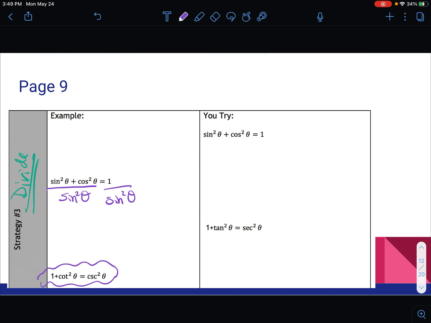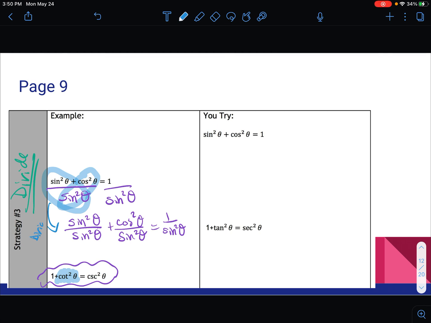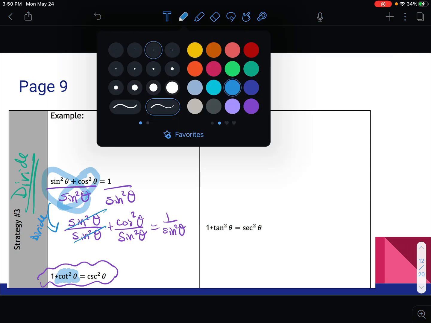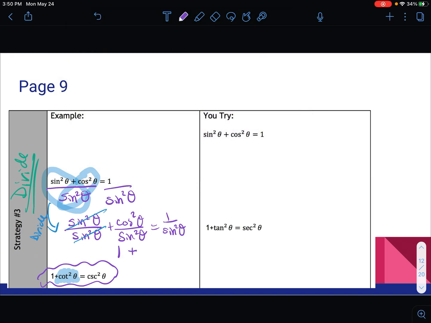Now, if I divide by sine squared theta, let's think, why would I want to do that? Well, I really want this cotangent squared theta, right? Which looks like this. And we remember we want to split that fraction, right, when I divide. So this is going to be sine squared theta over sine squared theta plus cosine squared theta over sine squared theta equals 1 over sine squared theta. So our reason for this is just divide. And now we can start cleaning this up. We can cancel that, and that becomes 1, which is what we actually want, plus cosine squared theta over sine squared theta is cotangent squared theta equals cosecant squared theta.